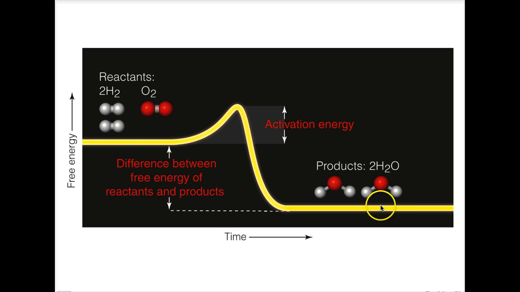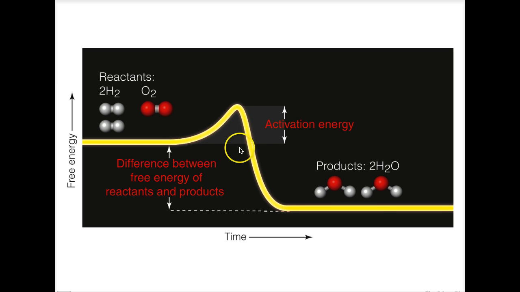notice the products sit at a lower free energy than the reactants. So here we have our 2 molecules of water, and their amount of free energy is less than the free energy of the reactants. So that means that the energy of the products is less than the energy of the reactants. So this type of chemical reaction would give off energy and usually also give off heat.